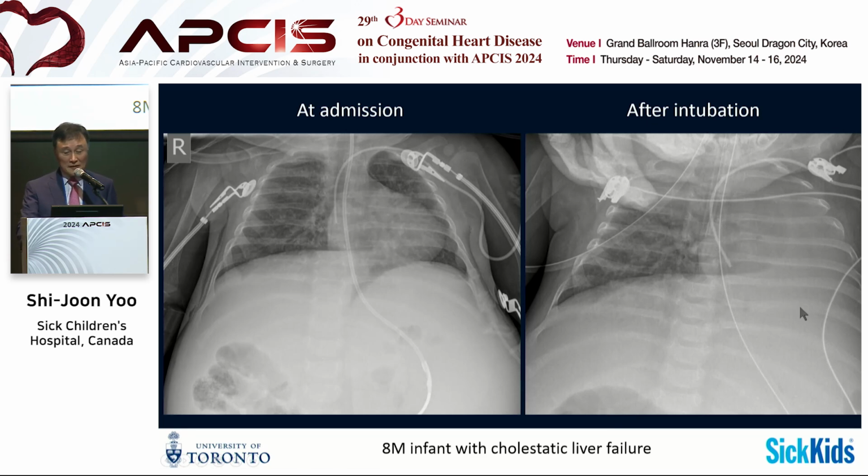So here is another one where they're developing left lung collapse with endotracheal tube into the right main bronchus. It's not infrequent, honestly. Okay.